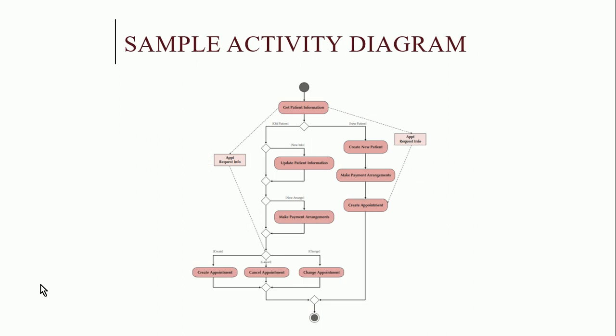Here's an example activity diagram from one of those textbooks. So you can see here that we start with getting patient information. We have decisions that we're making. For example, is this a new patient? Is it an old patient? If it's a new patient, we're going to create the new patient, make a payment arrangement, create an appointment, and then we're done. If it's an old patient, we are going to see if they have any additional, new information.